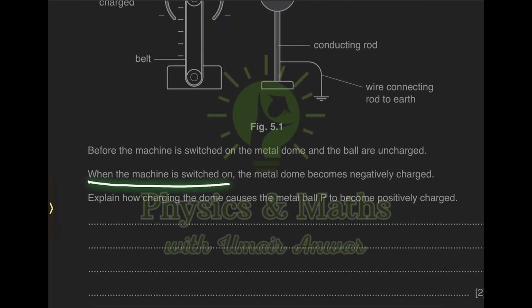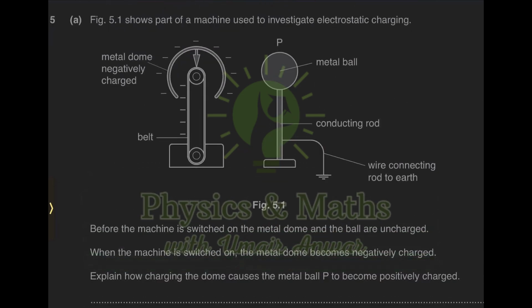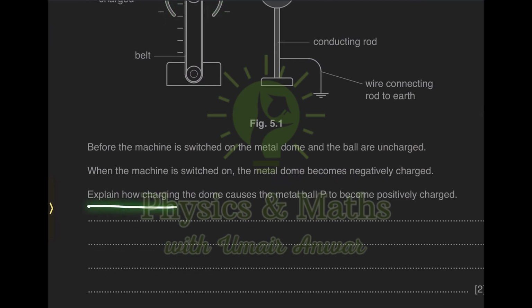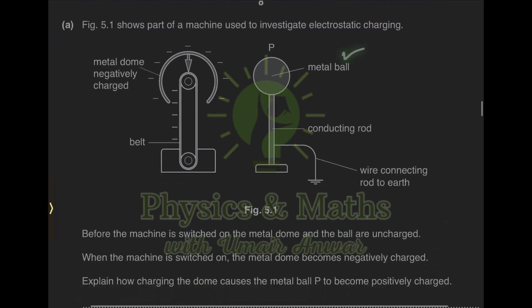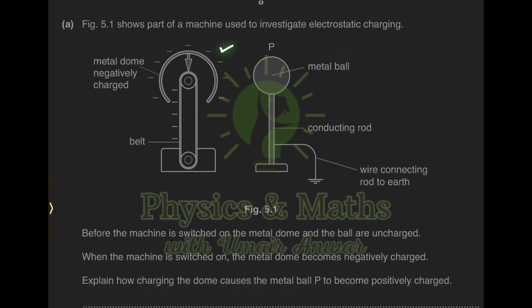When the machine is switched on, the metal dome becomes negatively charged. So by putting on the machine, we are going to make this metal dome negatively charged. Explain how charging the dome causes the metal ball P to become positively charged here. So this metal ball is going to gain a positive charge when the metal dome becomes negatively charged.